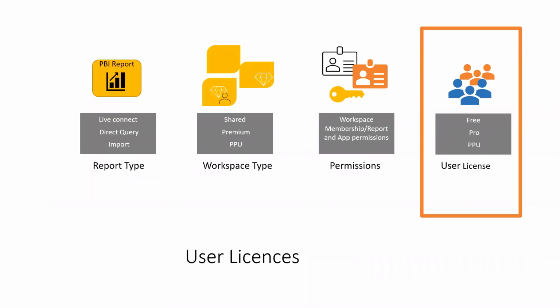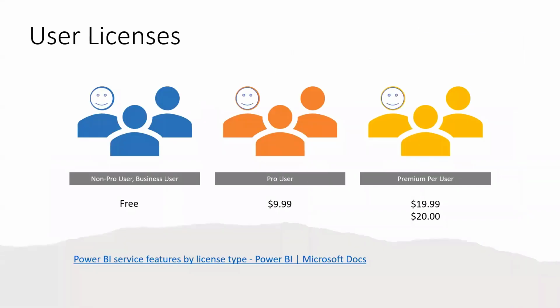Now, let's look at another section. So now let's focus on user licenses. Currently, there are 3 kinds of user licenses available. First of all, it's the free license. It's not really free, meaning that they must be part of your Office 365. A better name for it is a business user.